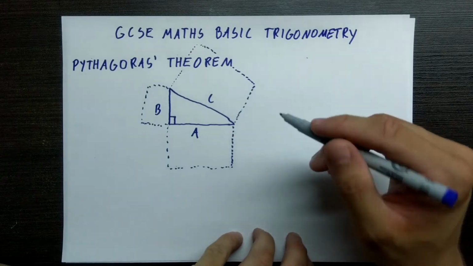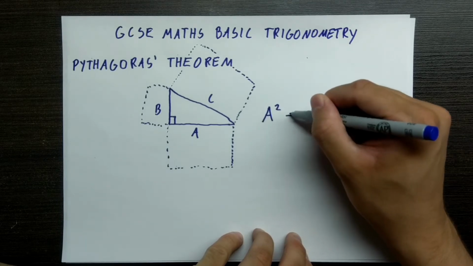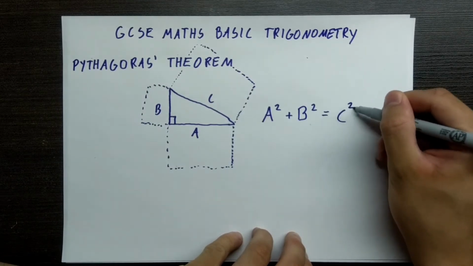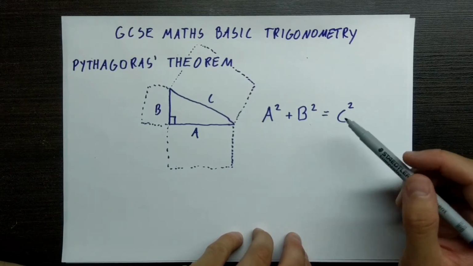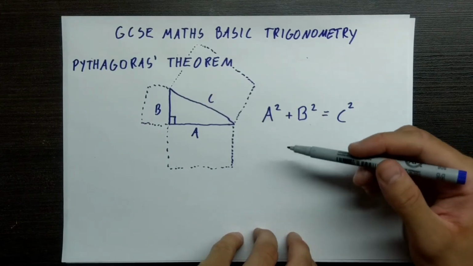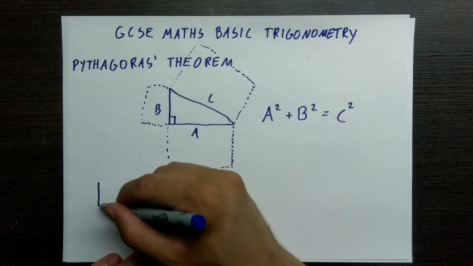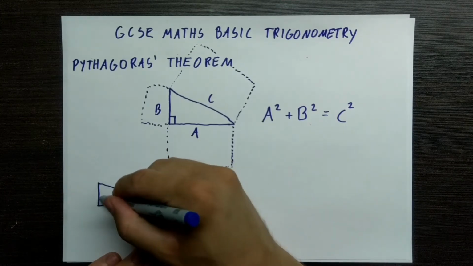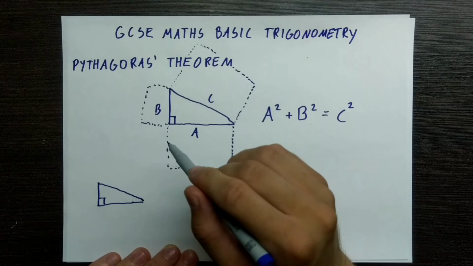So, what is Pythagoras' theorem? Pythagoras' theorem goes like this: A squared plus B squared is equal to C squared. And we can rearrange that formula the same way we would rearrange any algebraic formula. So say if we know C and B, we can rearrange this formula to find A. So let's do a quick little example. We have a little triangle here, something like this. It always has to be a right-angled triangle for Pythagoras' theorem to apply.